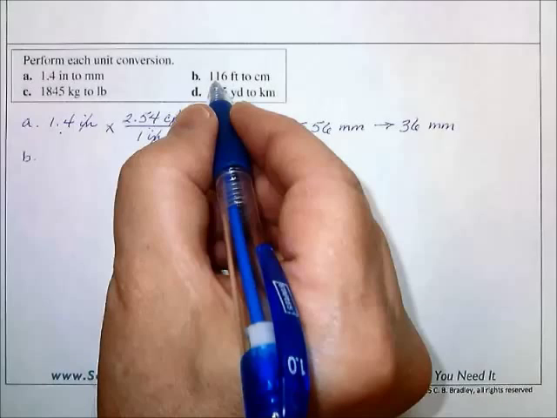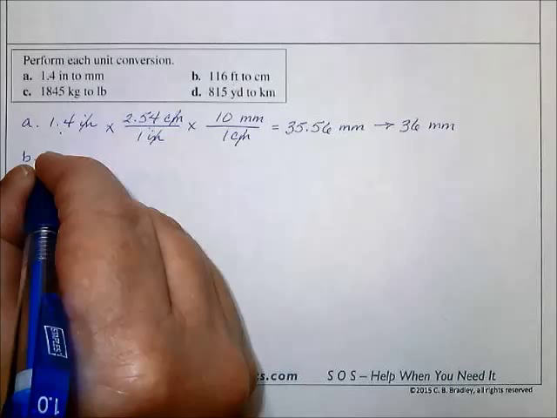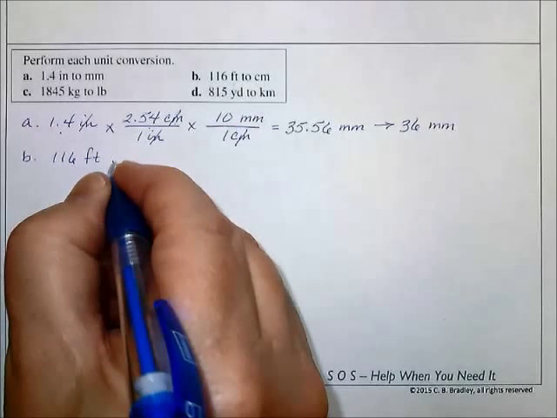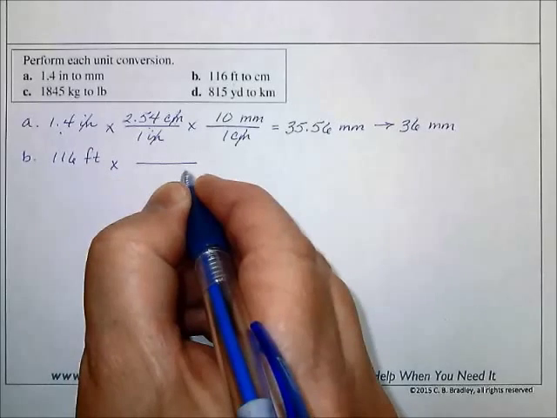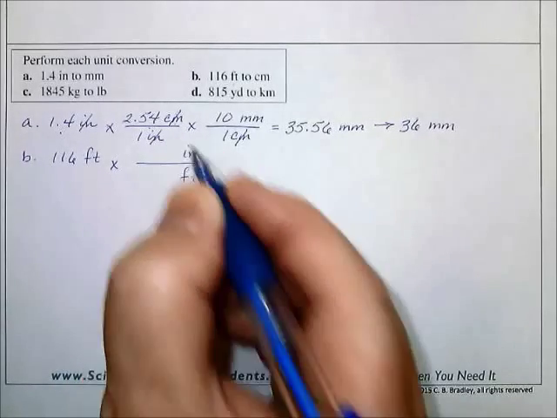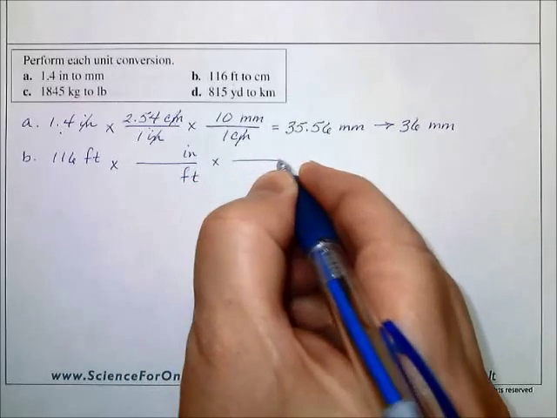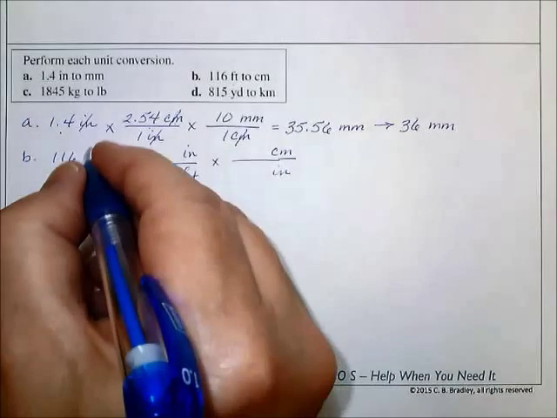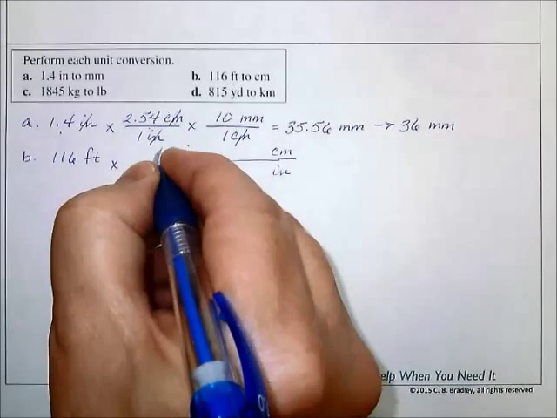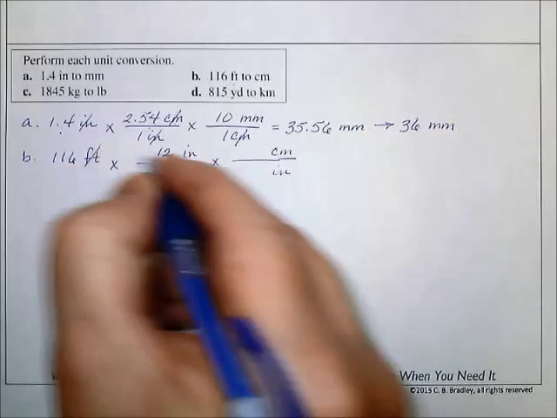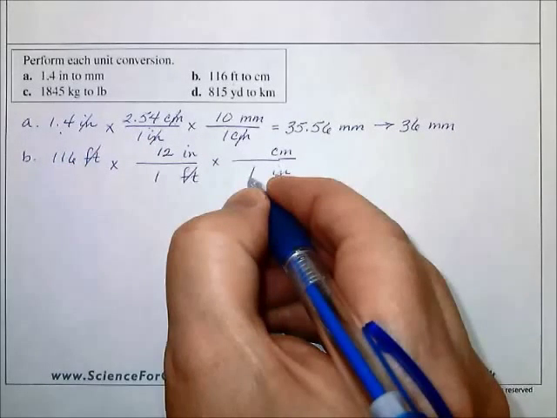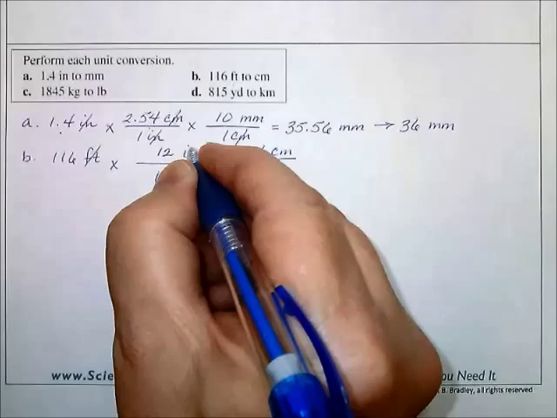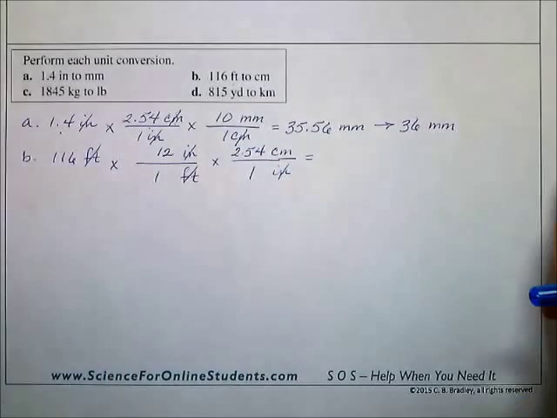B, 116 feet to centimeters. Multiple steps. We go from feet to inches, and from inches to centimeters. Okay, 1 foot is 12 inches. Feet cancel. 1 inch is 2.54 centimeters, and inches cancel. Final units are centimeters.